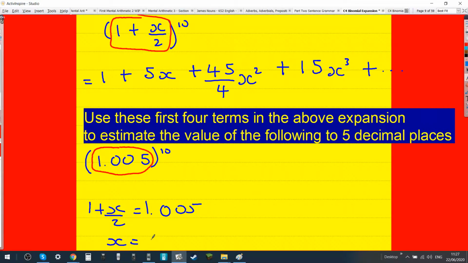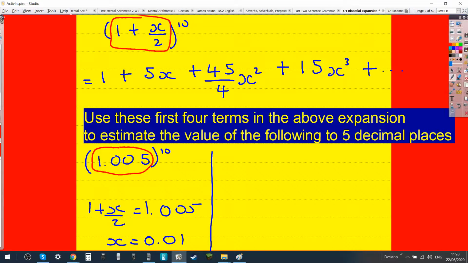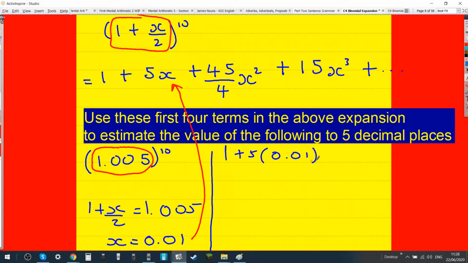I got 0.01. Looks good. And what would you do then? It needs to be to 5 decimal places. So do I need to add like 3 zeros on or something? You would. So x is 0.01. All of these x's you replace with 0.01. Okay, go on. Go for it. Put it in.